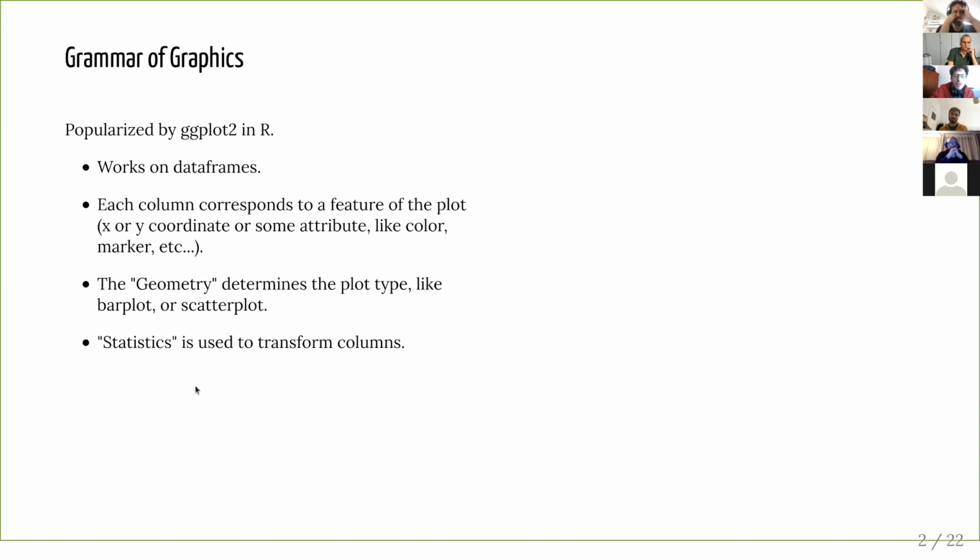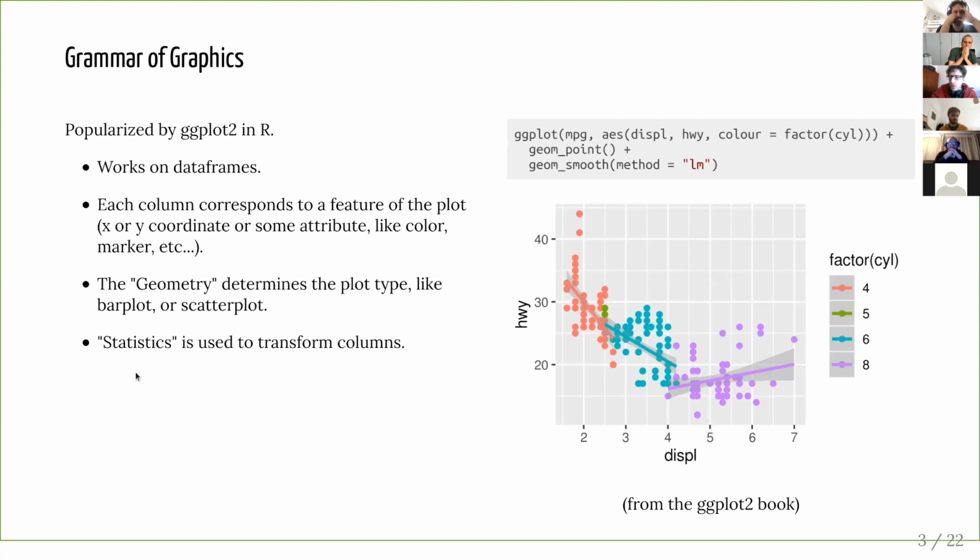And then you would have what they call geometry, which is actually very similar to our plot types. So whether you're going to do a bar plot or a scatter plot and whatnot. And finally, sometimes you will want to modify your data with what they call a statistic, which is simply a transformation of the columns. And this actually works quite nicely.